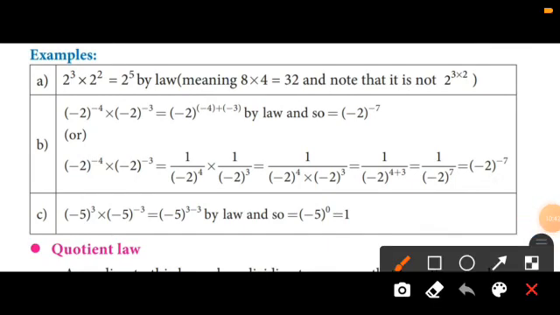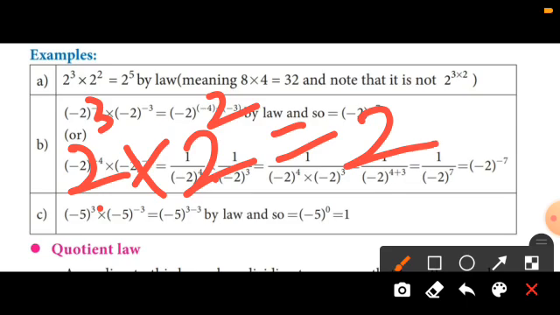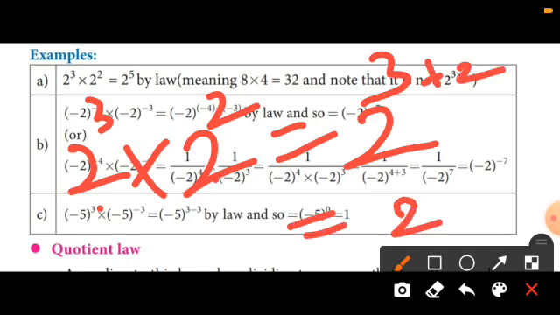First one, 2 power 3 into 2 power 2. The base is equal, the same number 2, so the powers add: 2 power 3 plus 2, that is equal to 2 power 5. Okay, next.